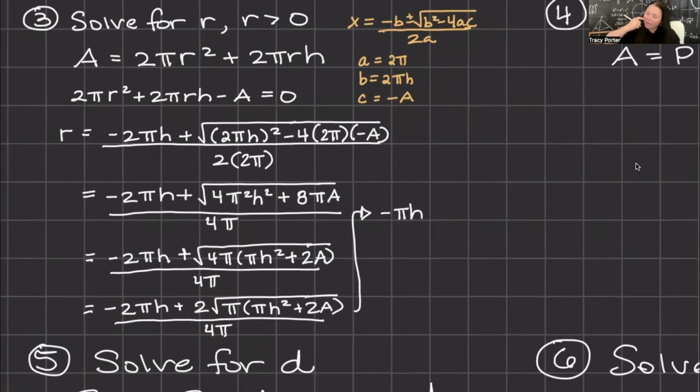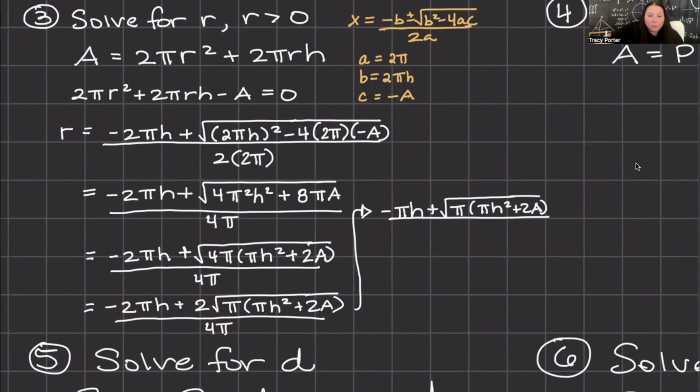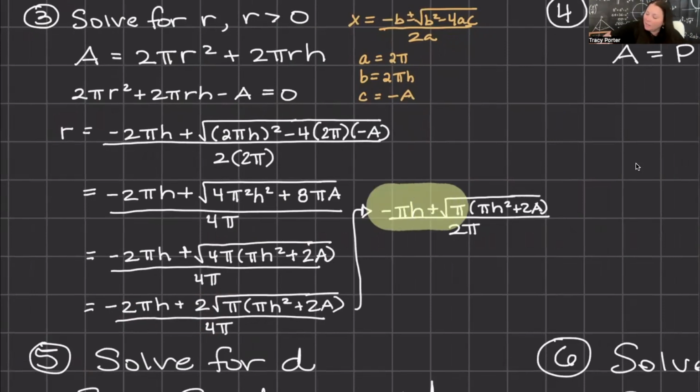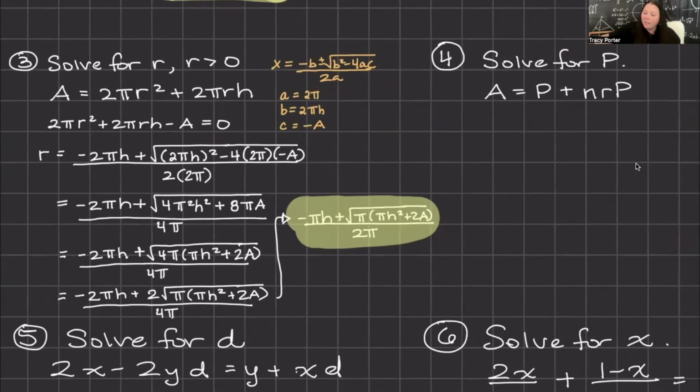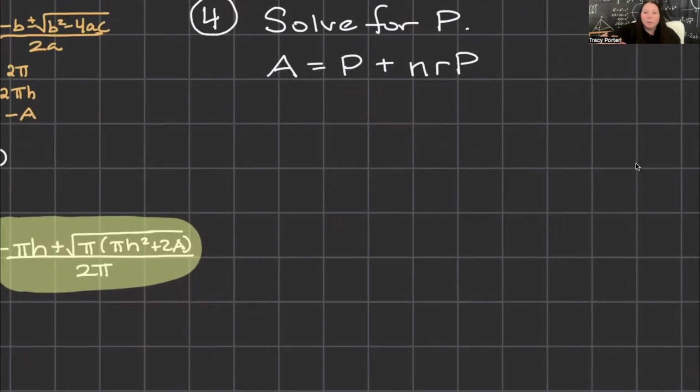You have a minus pi h, plus you're going to have the square root of pi times pi h squared plus 2 times a. And then all of this will be, just one of those 2's will be simplified. So you'll have a 2 pi. So we can leave it like this in its simplified form. So that one involved the quadratic formula. Sometimes that happens. All right, let's go over here to number 4.